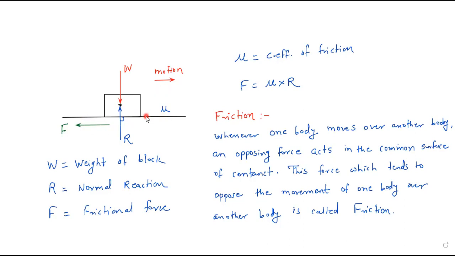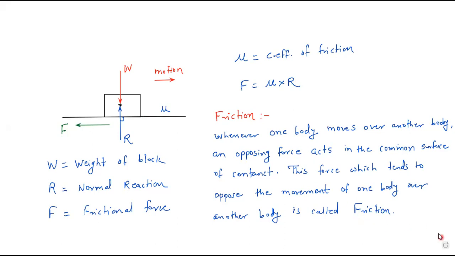Next is the limiting friction. The maximum value of frictional force is called the limiting friction. You can remember this for MCQ. I'm not going to write that, it's a very simple thing. Limiting means maximum friction. So limiting friction means the maximum value of frictional force along the common surface of contact when the body is just on the point of motion.